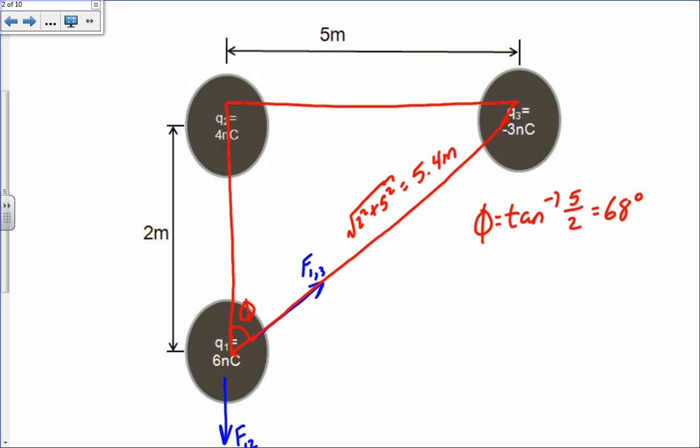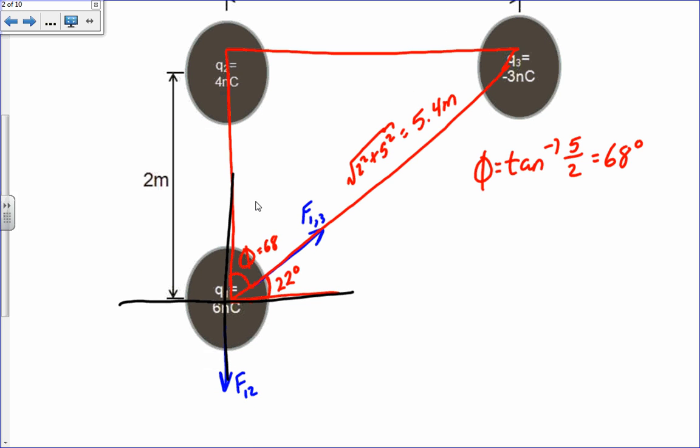In particular, though, I want to know, if I draw my axes, here's my x-axis, my y-axis, what this angle is. Since this is equal to 68, this will be equal to 90 minus 68, which is 22 degrees. All right, so now I can draw my forces on an xy coordinate grid. I have F13 at 22 degrees from the x-axis, and then F12, which is in the negative y direction.